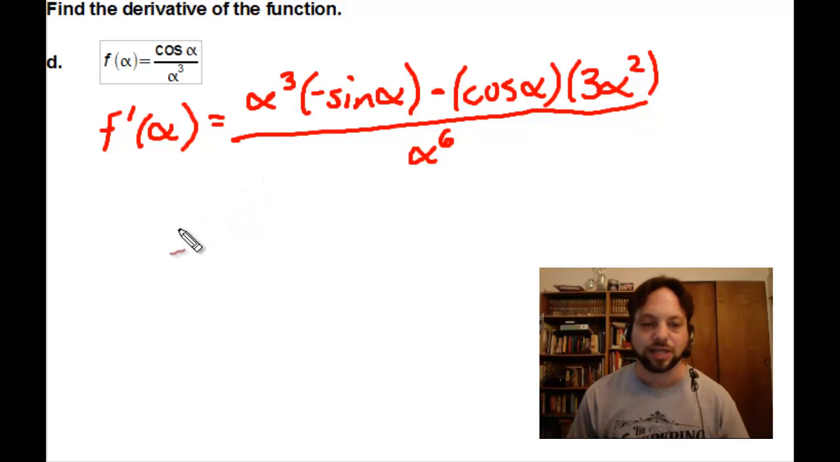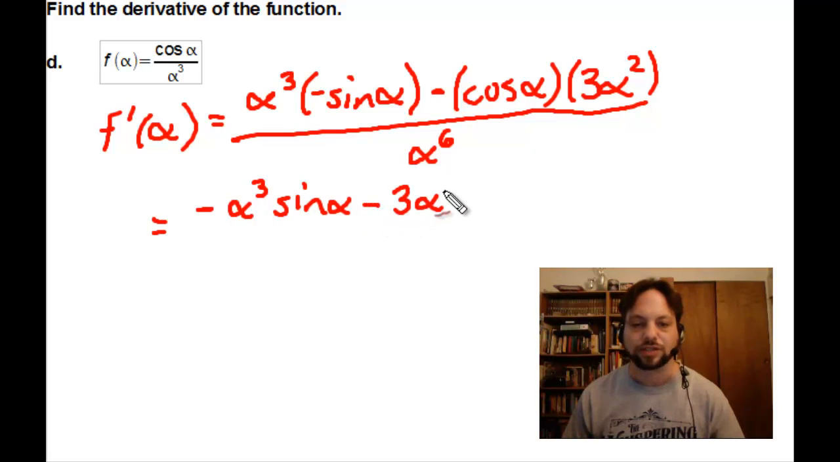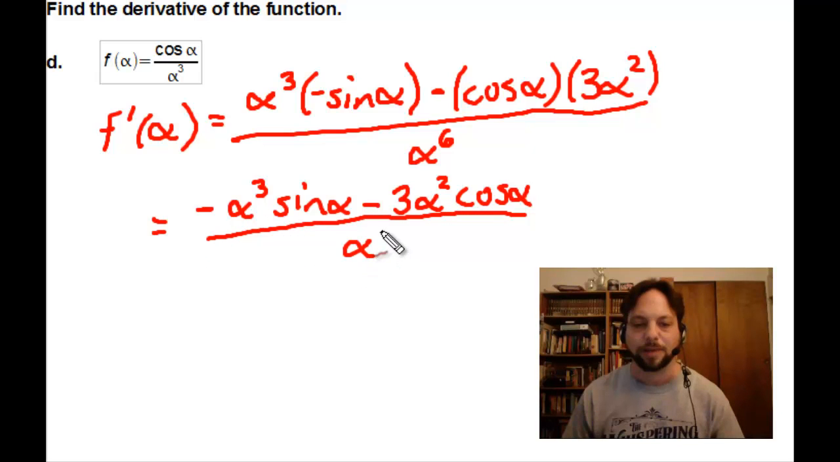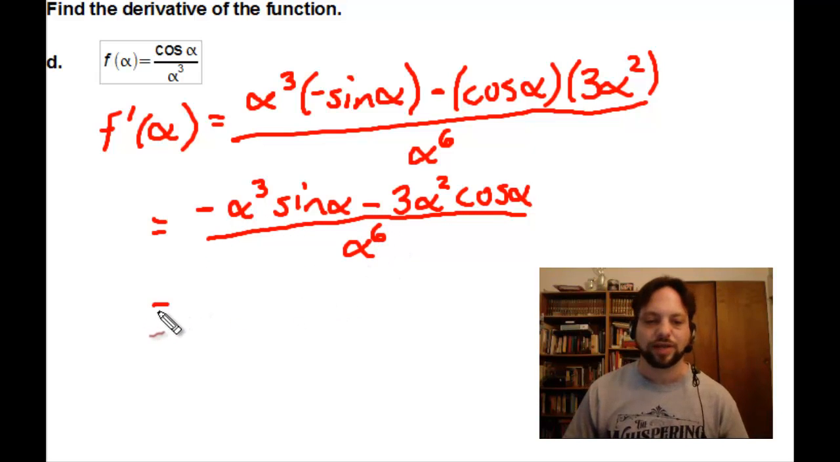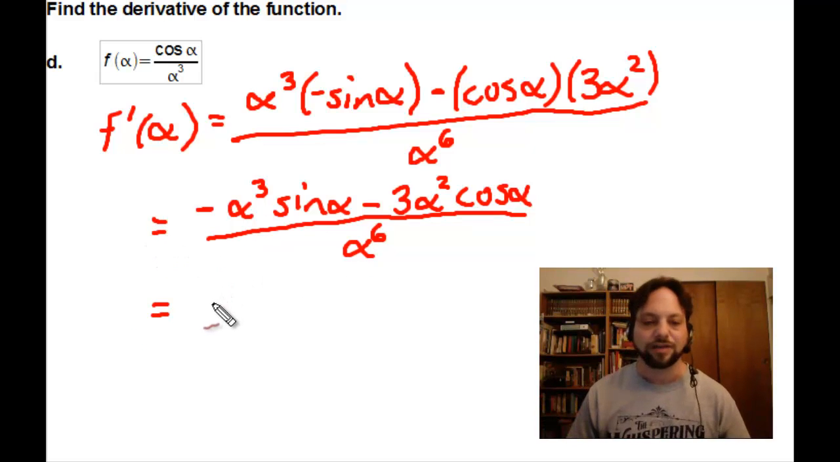Now we could stop there, say we're done, everything looks fine, don't really need to simplify. However, again, I know a lot of you like to simplify, so if you are one of those people, here we go. We have negative alpha cubed sine alpha. We have, this will be minus 3 alpha squared cosine alpha. And again, we'll have alpha to the 6th on bottom. And some of you are going to say, well, that's not fully simplified yet. Every term has alphas in it. So you want to cancel out the alphas? All right, let's cancel out the alphas, no problem.